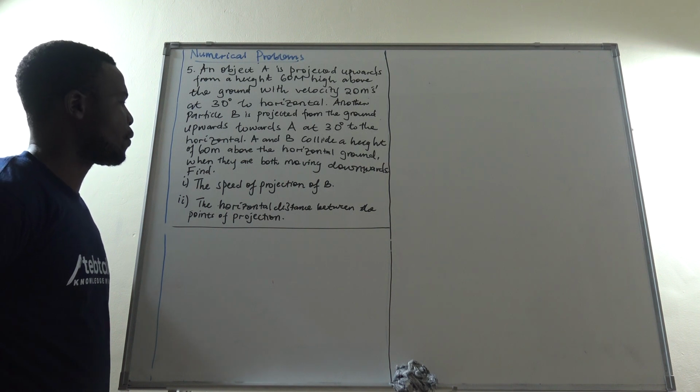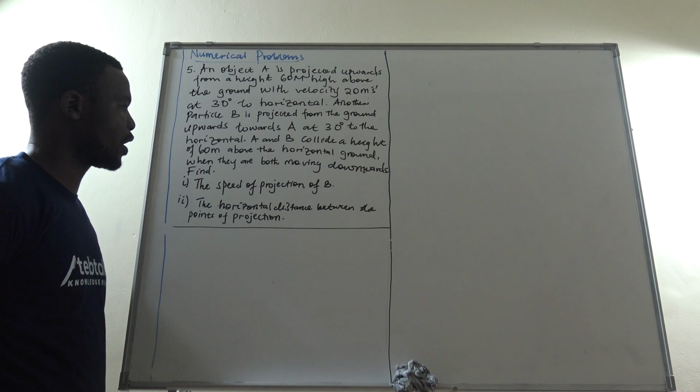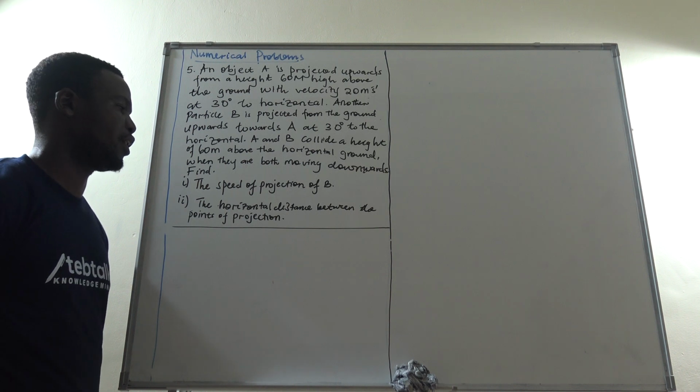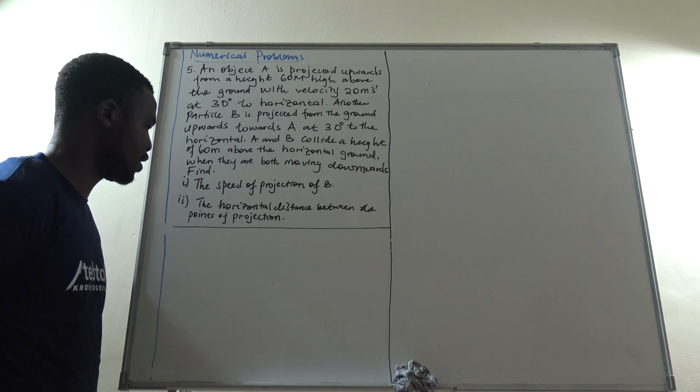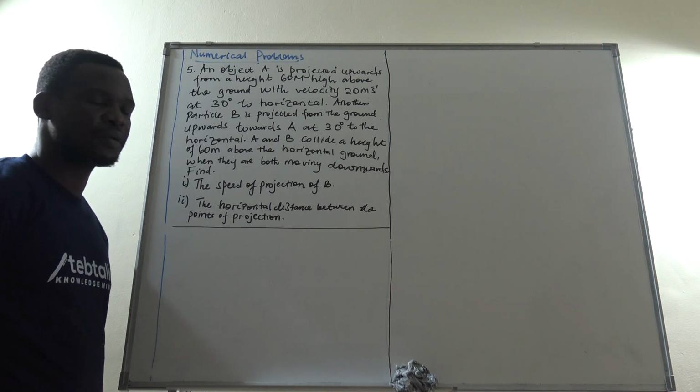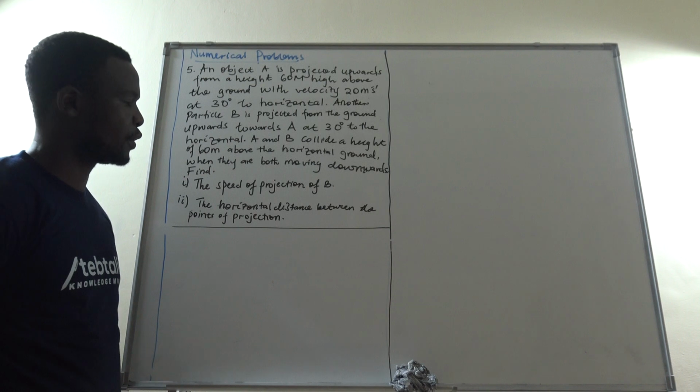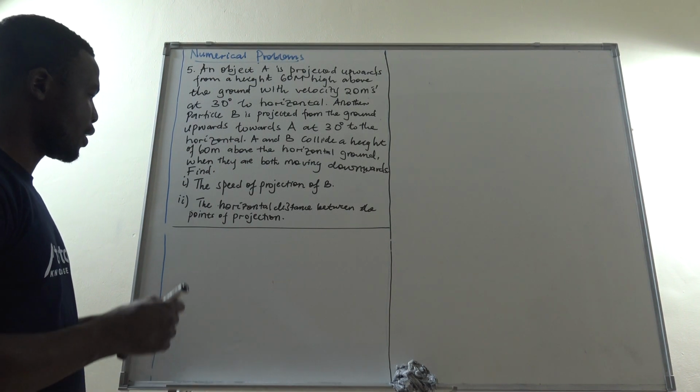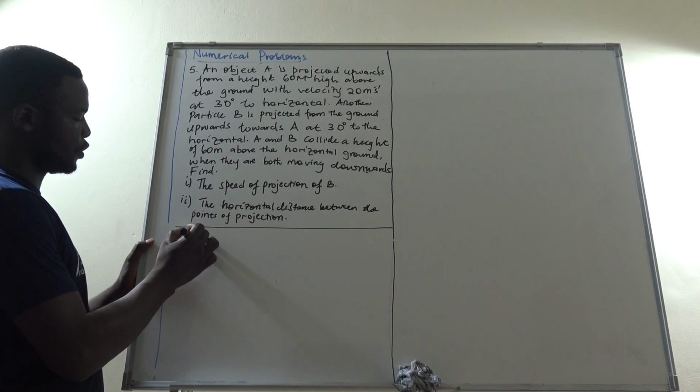When they are both moving downwards, find the speed of projection of B, and the horizontal distance between the points of projection. Now, solution.